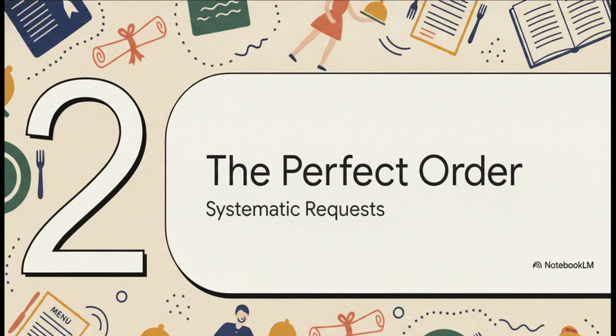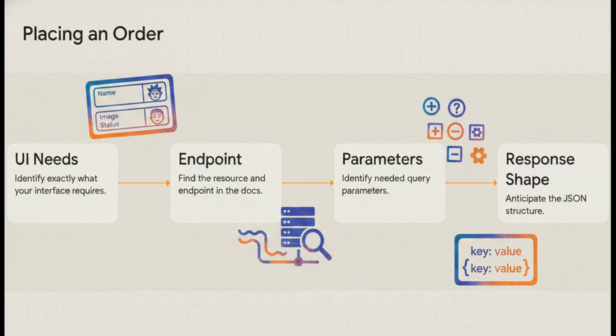Moving right along to Section 2, placing the perfect order. Before you even think about writing a single line of code, you've got to step through this systematic template to find exactly what your UI needs. First, identify your specific requirements. If you're rendering a character card from, say, the Rick and Morty API, do you need the name, the image, and the status? Write that down. Second, find the resource and endpoint in the docs that actually delivers that data. Third, identify what query parameters you need to filter it. And fourth, always check the expected JSON response shape. Are they sending you an object, an array? You really need to anticipate the shape before you write any logic.